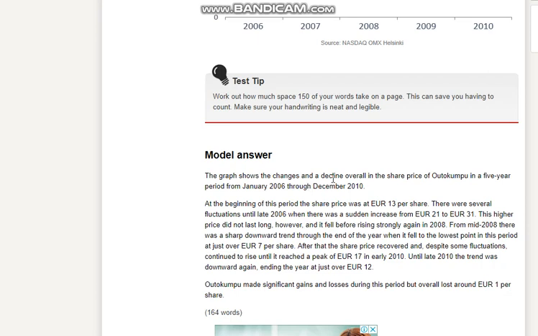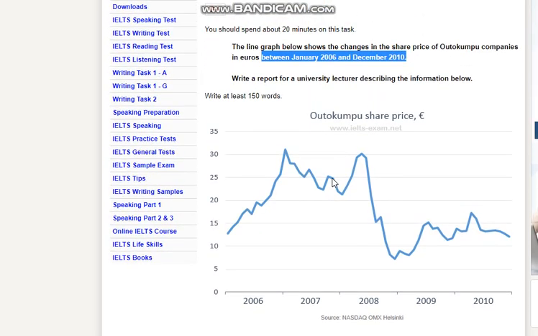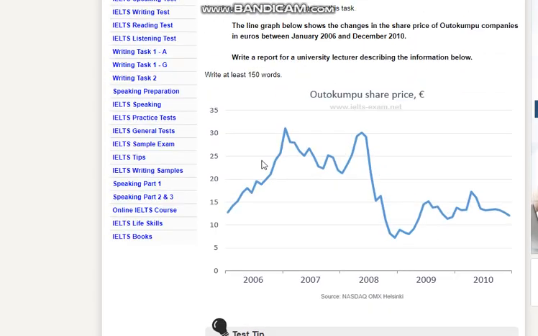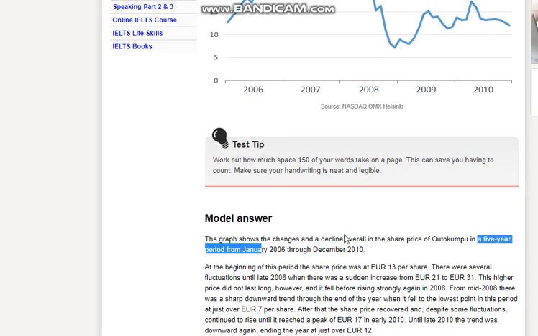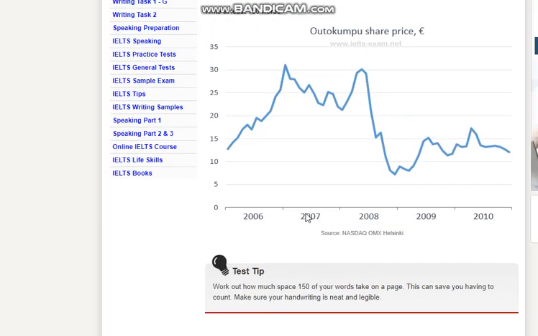The graph shows the change and a decline overall in the share price of Outokumpu in a 5-year period from January 2006 through December 2010. So use "through", "from", and "in a 5-year period". After that, it is a good idea to look at trends and understand the given data.